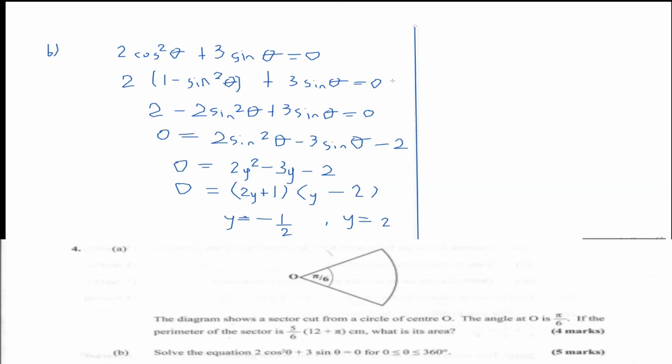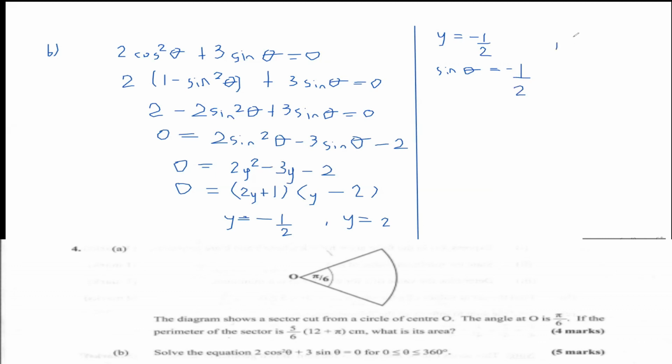Now, if y is equal to negative a half, that is not possible. How can y be negative a half? Well, this one is possible, my apologies. Y is negative a half, and we said y is sine theta, then sine theta is negative a half. My apologies for saying this one is not possible. This is possible. Sine theta is negative a half.